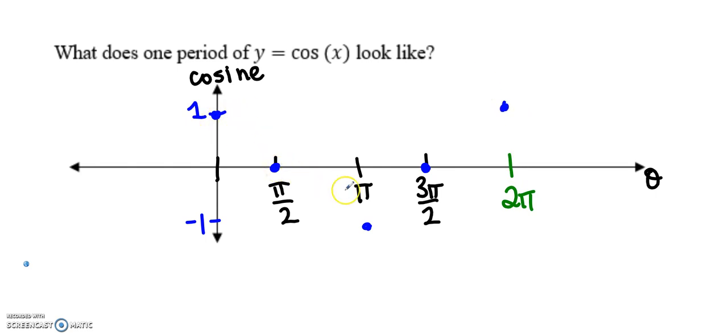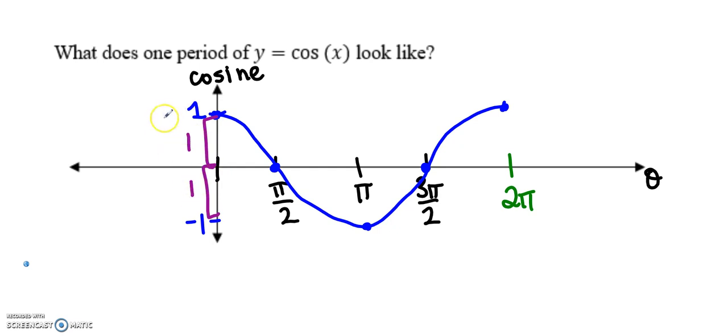So again, you see we have 5 important points for cosine, except this time we start at the maximum, midline, minimum, midline, back to the maximum. So thinking about our different features, you'll notice that our amplitude is half of the distance of the range. The whole range was 2. Amplitude is just up 1 from the midline and down 1 from the midline. Again, that midline is that x-axis in this case because we haven't shifted our graph at all.